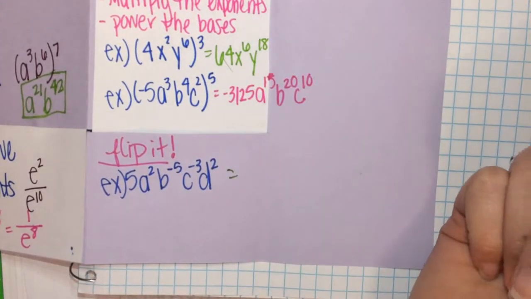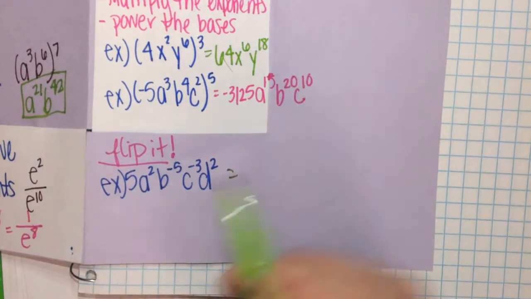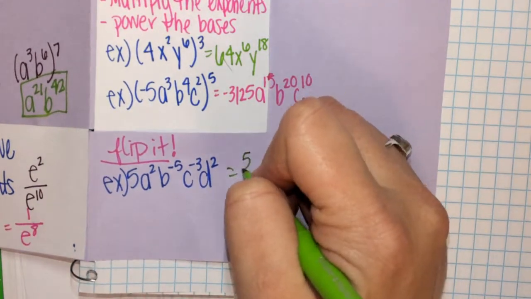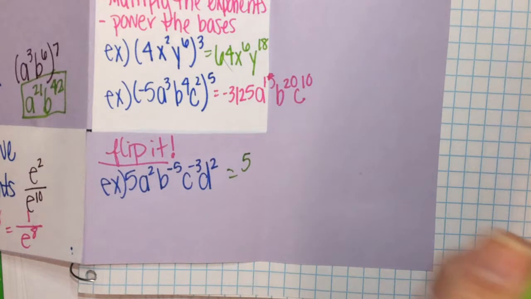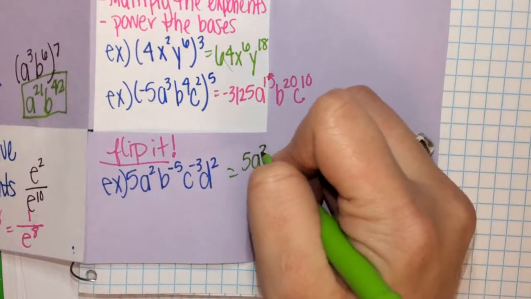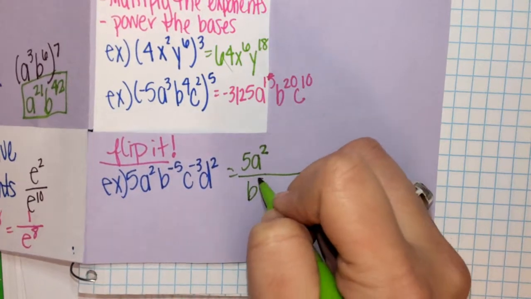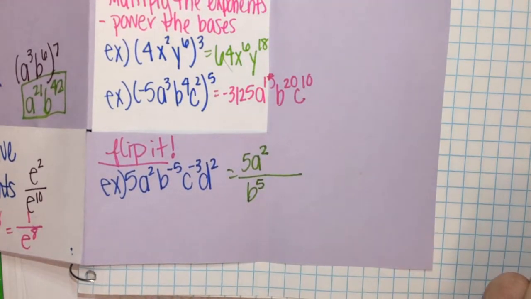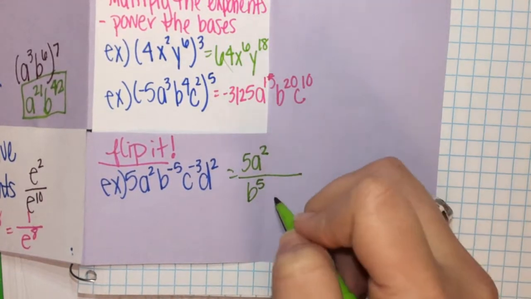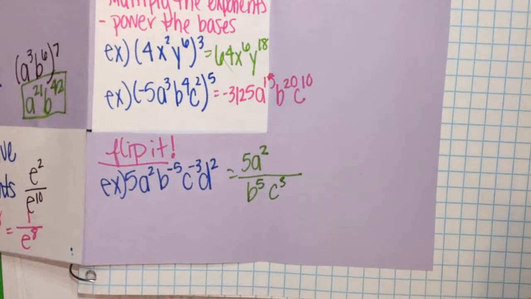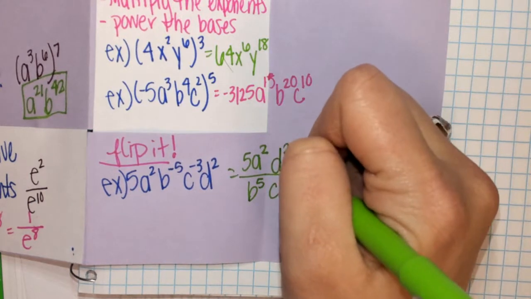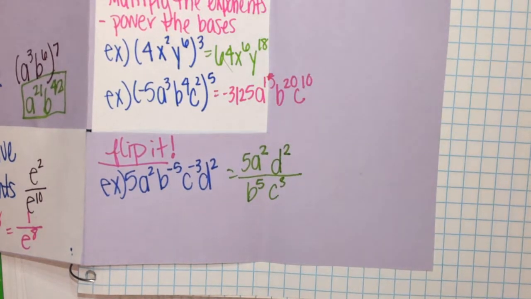Okay, now you only flip the negative exponents. So does 5 have a negative exponent on it? No. So you write 5. Does a squared have a negative exponent on it? No. So you write a squared. What about b? Yes. So you move it to the bottom and you change it to a positive. What about c? Definitely. So you move it to the bottom and change it to a positive. This is much more simple. And then d squared stays on top.